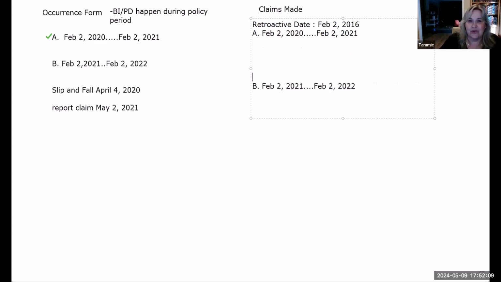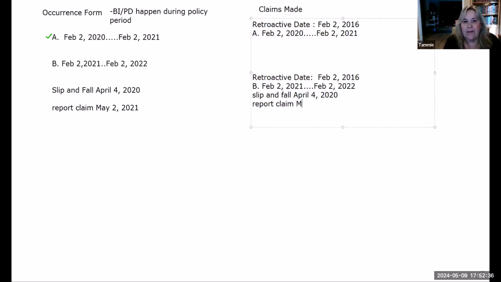Remember, you don't have retroactive dates on occurrence forms. Now, when they go to renew, they're going to have the same retroactive date, which is February 2nd, 2016. So let's say we're in this policy year here, and the same thing happens. Maybe there was a slip and fall on April 4th, 2020 in policy year A, and they report the claim on May 2nd, 2021.